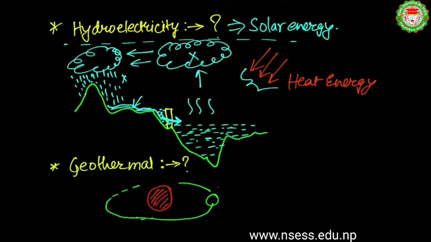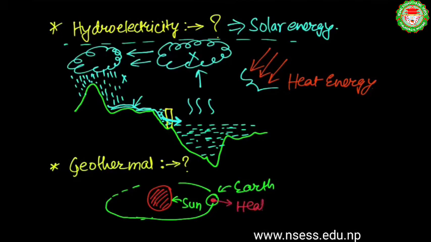We can see here our earth, and in the center is the sun, and the earth is revolving around the sun in the solar system, and in the core of the earth, that is underground surface of the earth, there is heat energy. Now by the use of this heat energy that is absorbed inside the earth, we can do different work. So this kind of source of energy is said to be geothermal energy.